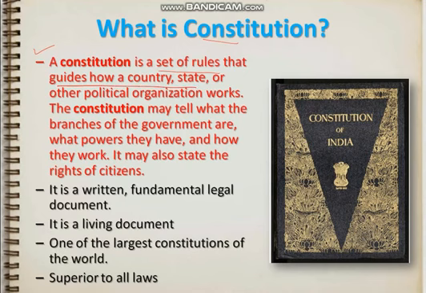The constitution may tell what the branches of the government are. See, it also tells us about the parts, or the bifurcation, of the government. What powers they have, meaning what the rules, the regulations and their functions are, all is allocated in the constitution, and how they work. It may also state the rights of the citizens.